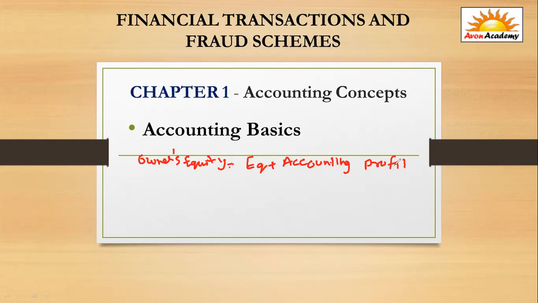Which is also equal to your assets minus liabilities. A means assets and L means liabilities. So you have a balance sheet. Let's say if this is your balance sheet, you have two sides. One is liabilities and equity, and another is assets. From the total assets, if we take away the liabilities, what you are left with is the equity value.